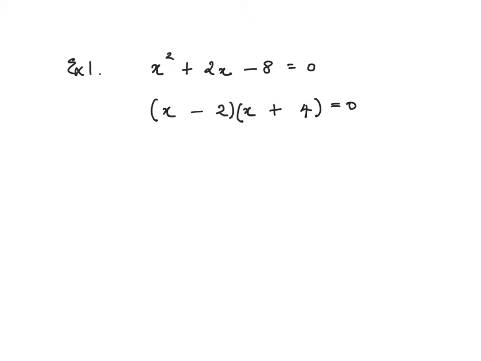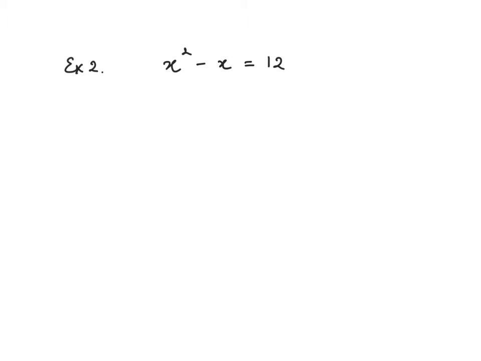We've factorised trinomials before. The next step is where we set each of the factors equal to 0 and solve the resulting equation. So x minus 2 equals 0, x plus 4 equals 0, and x equals 2, and x equals minus 4.